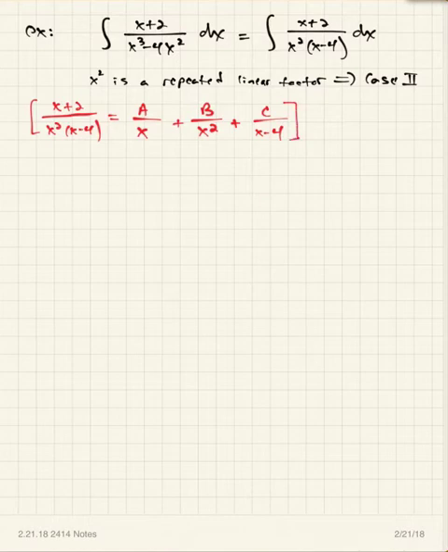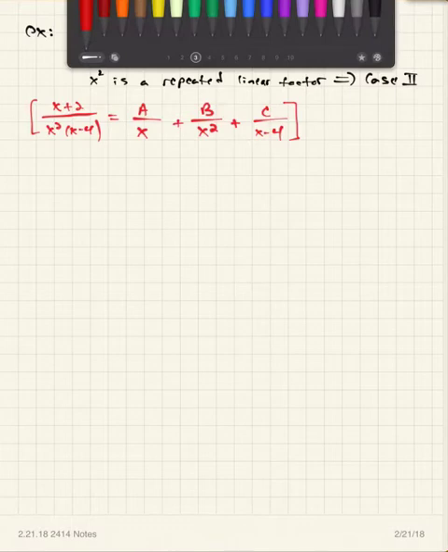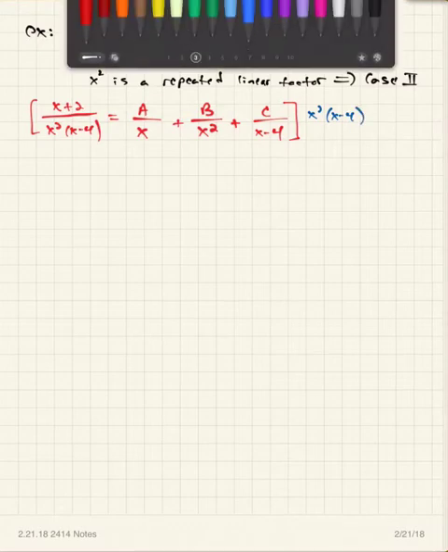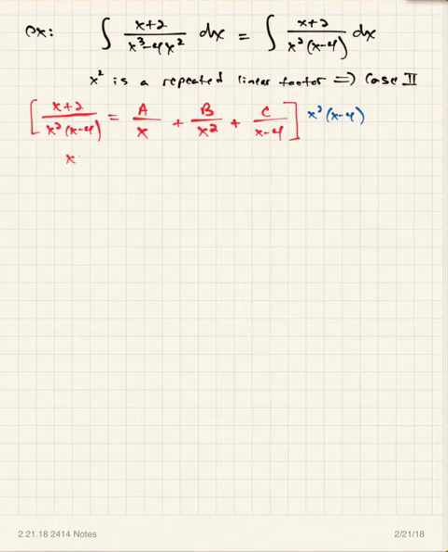All right, so we multiply through by the least common denominator, which is x squared times x minus 4 over 1. And when you do that, cancel everything out, you're left with x plus 2 equals A times x minus 4 plus B times x minus 4 plus C times x squared. All the fractions cancel out there, and that's what you're left with.